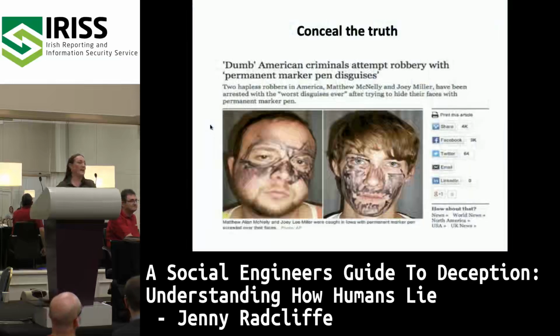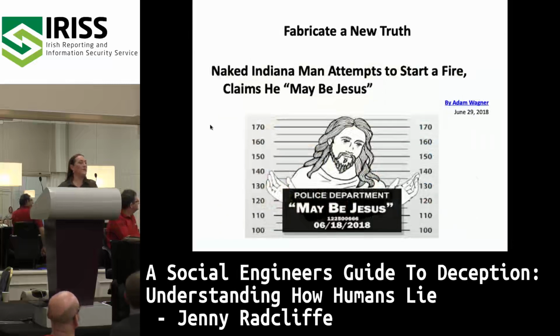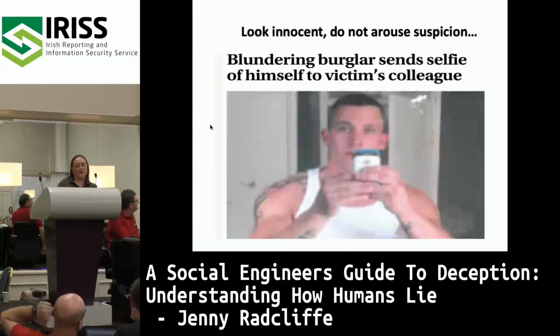What do we have to do to tell a lie? The first thing you have to do is conceal the truth, right? So you have to remember the thing that you're trying not to talk about. Make sure that you conceal it. The other thing you have to do is fabricate a new truth, preferably one that is credible, and you need to forget the old one and work with the new one. You also have to try and look innocent and not arouse suspicion.